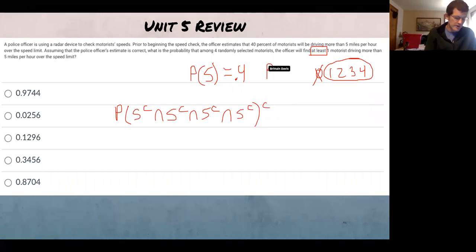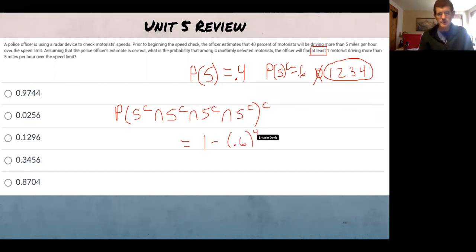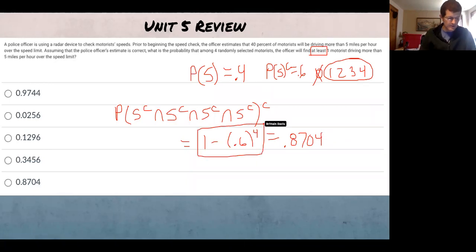So the probability of not speeding is 0.6. And what I can boil this down to is 1 minus the probability, which is 0.6 raised to the 4th power, because there's 4 people. So 1 minus 0.6 to the 4th power gives me 0.8704. In fact, this is pretty much exactly that second problem we looked at, but now we're actually calculating it out. And there's your answer.